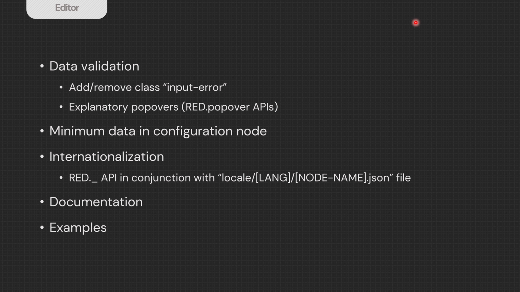Third point is internationalization. Even if it's just one language that you're familiar with, using the RED underscore API with the locale JSON file that's in the locale directory, even if it's one language, it just makes it a lot easier if it's an open source connector for other people to contribute other languages.